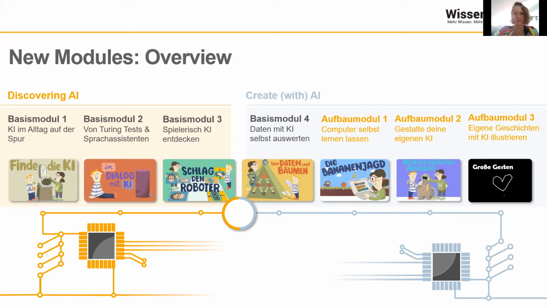And the beauty of it is you don't necessarily have to go through all of the 7 modules to achieve a learning. You can also pick single modules depending on the group that you're working with and still discover a part of the world of AI. So that's why we also have 4 basic modules and 3 advanced modules. For the advanced modules, you need some more knowledge. The first module starts with discovering where we find AI in our everyday life. So let's start together.